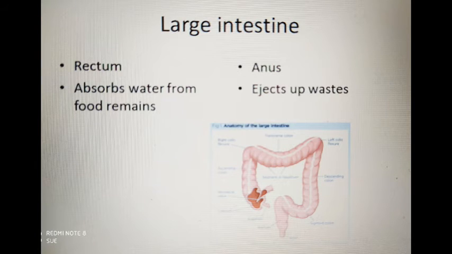The following organ is the large intestine, and the large intestine consists of two parts. They are the rectum and the anus. The rectum is responsible for absorbing water from food remains. When there are some food remains that will be wastes ejected from the digestive system and we get rid of them, we need water. So the function of the rectum is to absorb this water. And the other part is the anus, and the anus ejects waste from the body. We get rid of them.